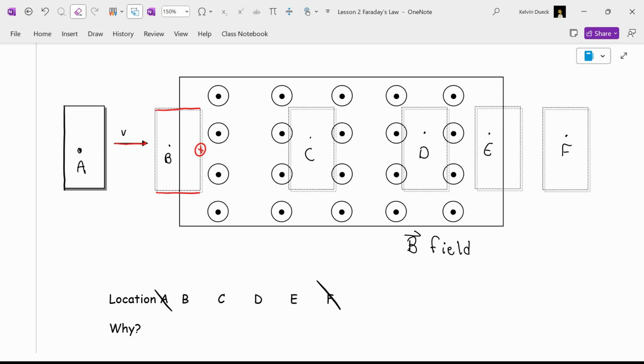So everybody point your right thumbs to the right. What direction is the magnetic field? What do those dots mean? Out of the page. Which way will it feel a force? It will feel a force downwards. Will this section of wire at the back feel a force? It's not in the magnetic field yet, so it's not going to feel a force at all. And so what you're going to have right here is a current going in this direction. Amber, that would be a clockwise current. So you will have an induced voltage in location B.